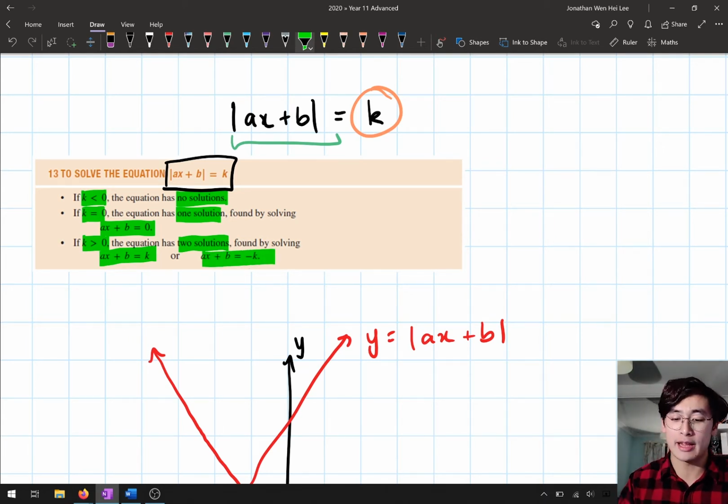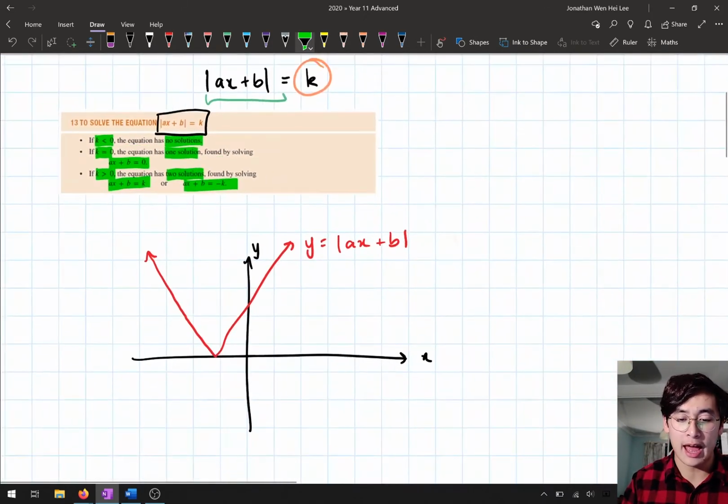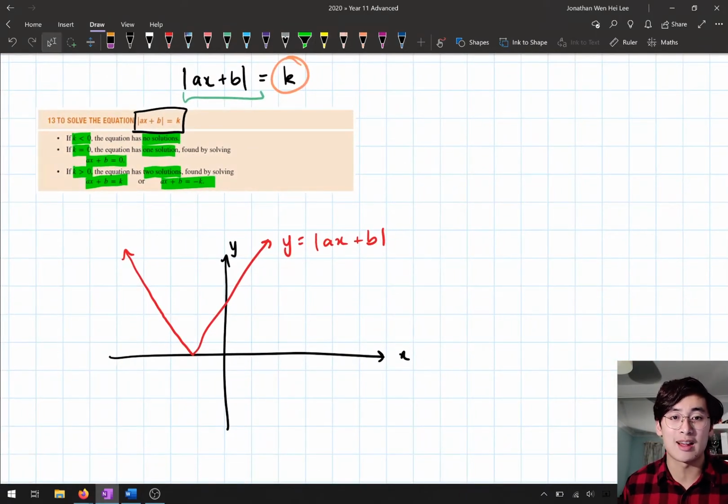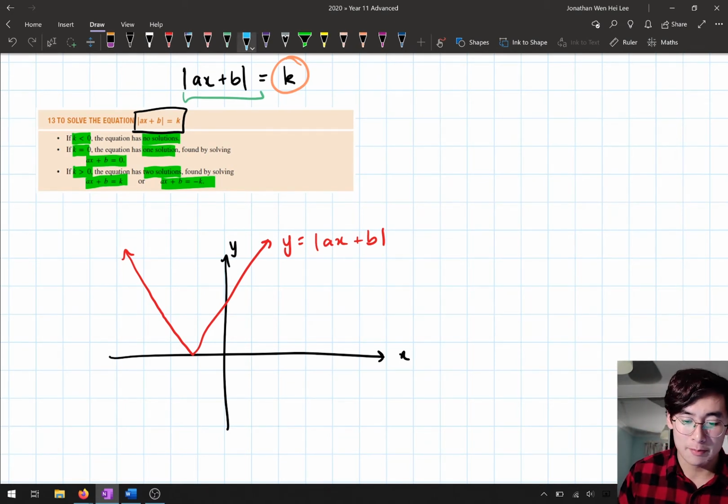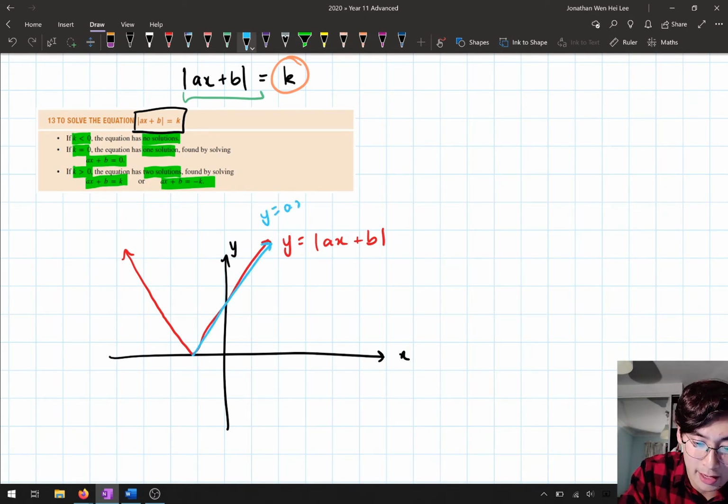Now, why is that? I've drawn an example of an absolute value function, and if you remember from last lesson, we looked at graphing absolute value functions, and we got this shape, which kind of looks like a V. Now, my V is made up of two linear functions. If you remember, we had two branches of my absolute value function. There's this side over here on the right, which is my positive version, so this is y is equal to ax plus b. And on the left-hand side, we've got the negative version.